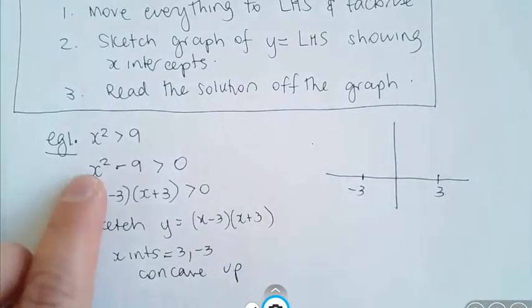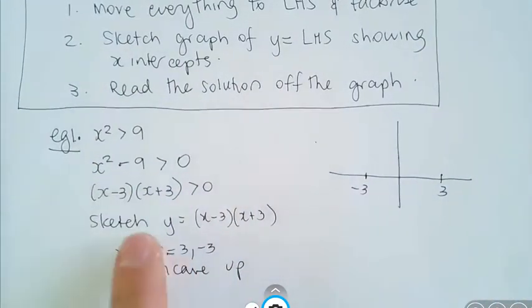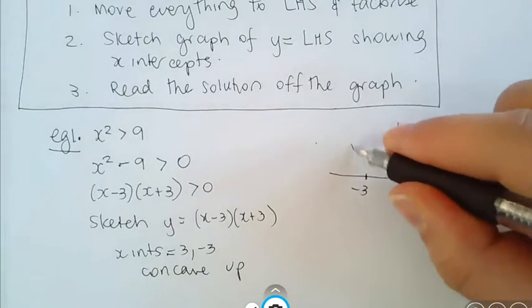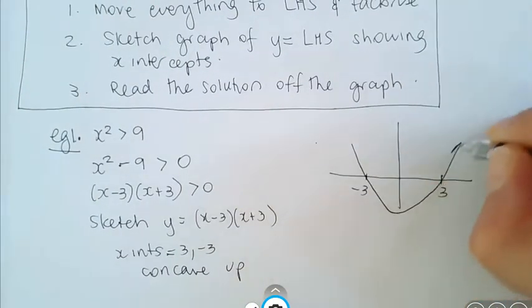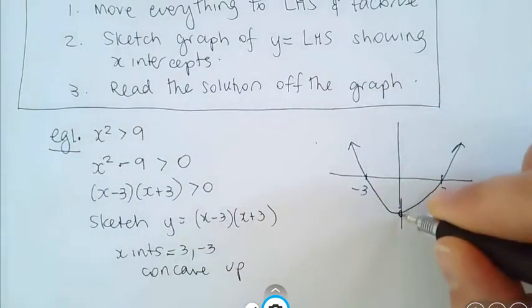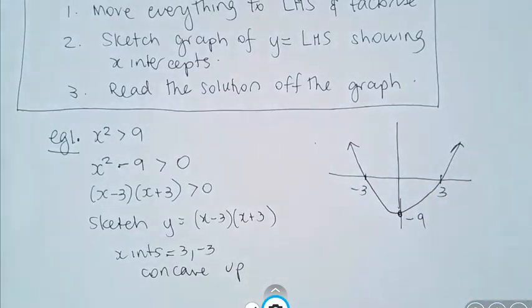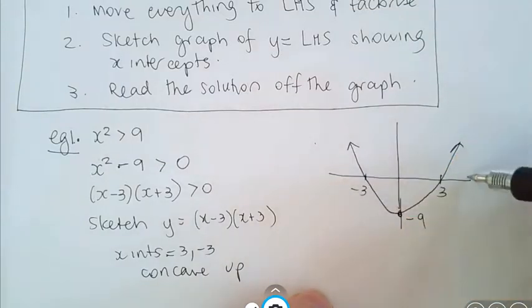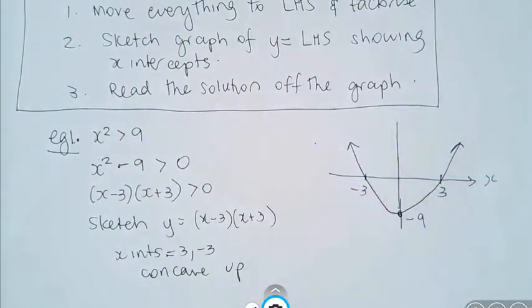So all you've got to do is move everything over to the right-hand side, sketch it, and now you just read. I'm not interested in where the y-intercept is, it doesn't matter, but it is -9 if you want to draw it, but you don't need it. Actually, sometimes I just draw the x-axis in for this. I don't even put the y-axis in.